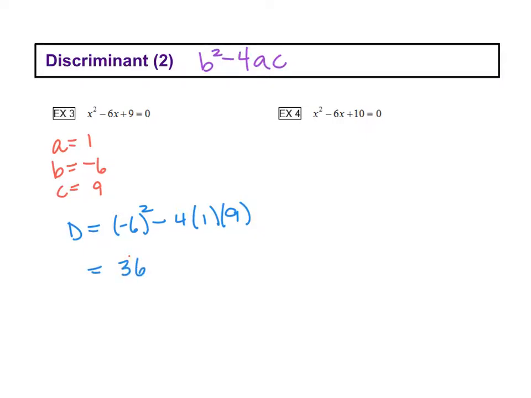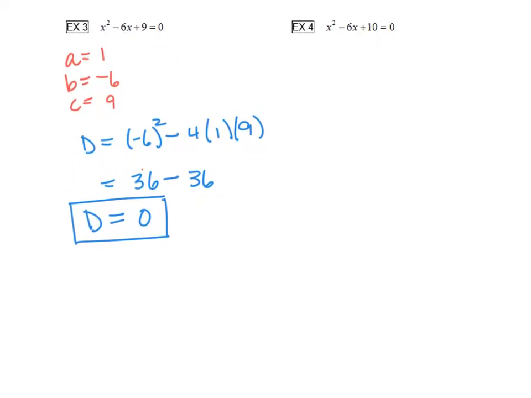And then do you see how we have a -4, but these are all positive numbers over here? So a negative times a positive is a negative. And then 4 times 1 times 9 is 36. And so our discriminant is equal to 0.